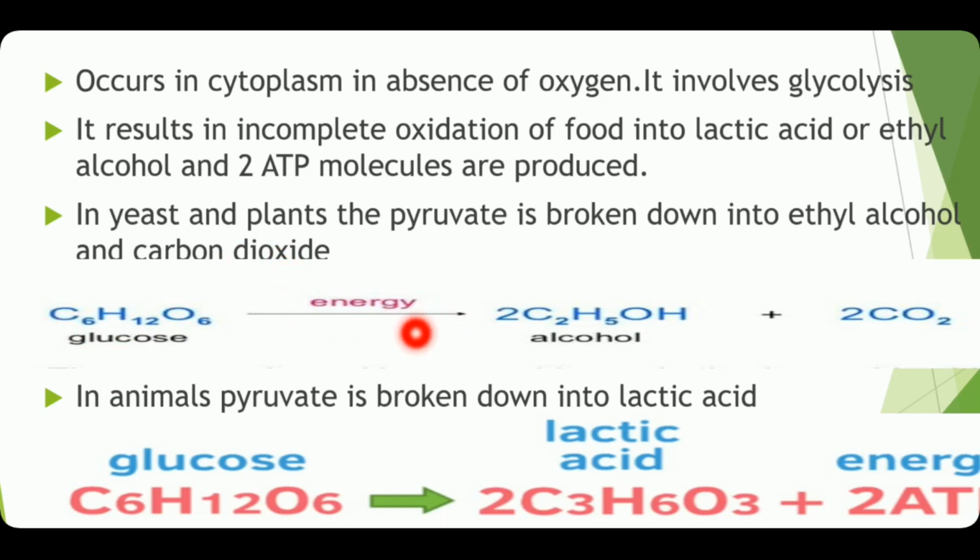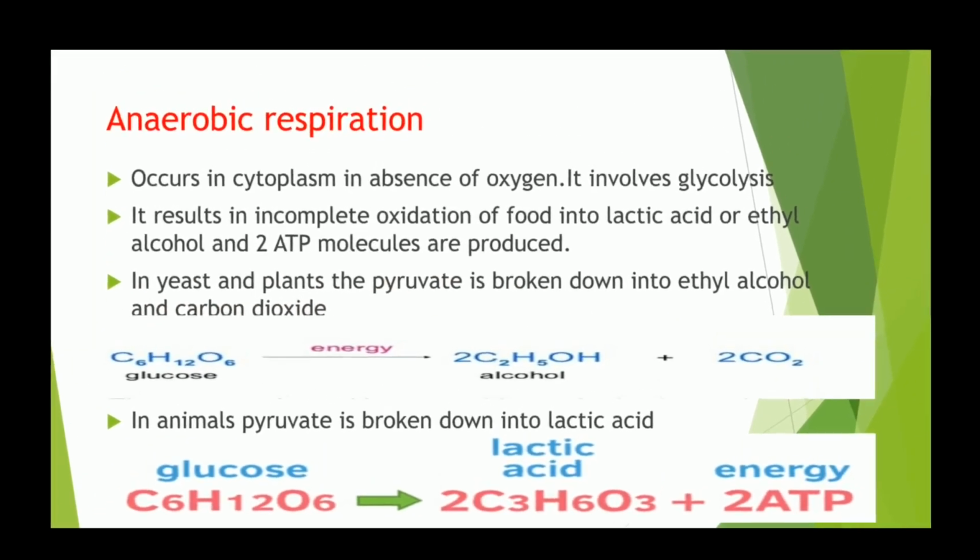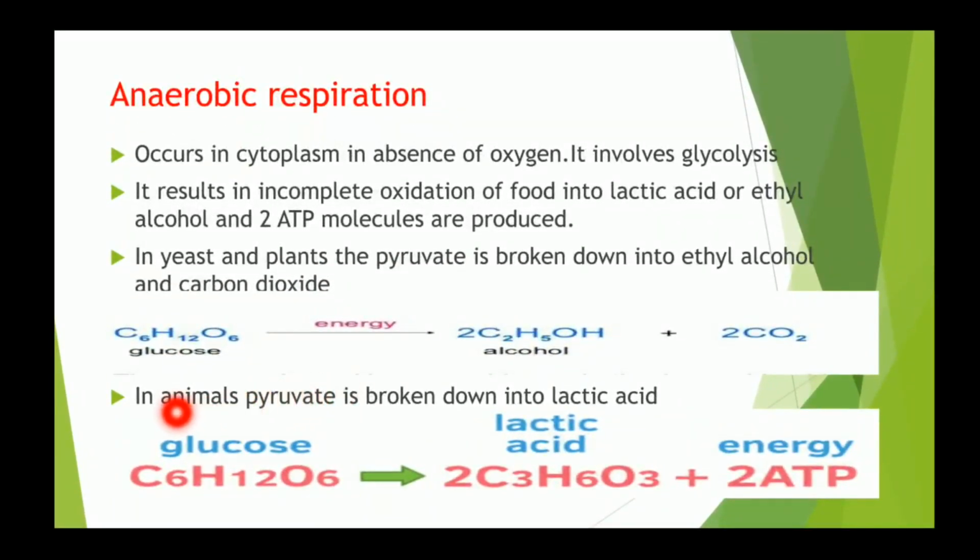Then after that, this pyruvate converts into alcohol. Which alcohol is it? Ethyl alcohol, and carbon dioxide is produced, in yeast and plants. And in animals, pyruvate is broken down into lactic acid. See, in animals, that pyruvate is broken down into lactic acid.